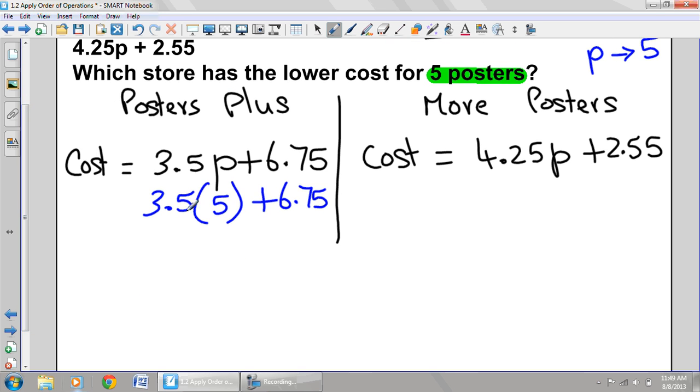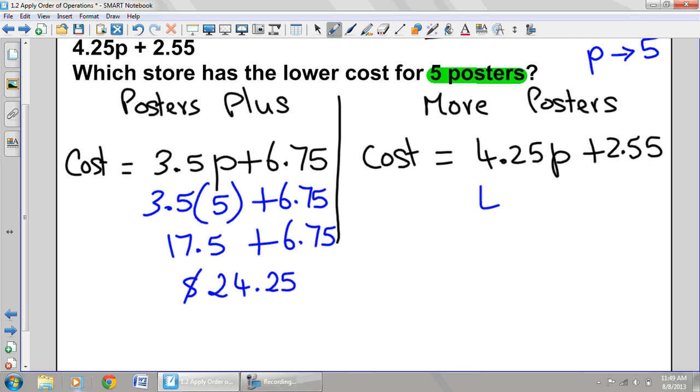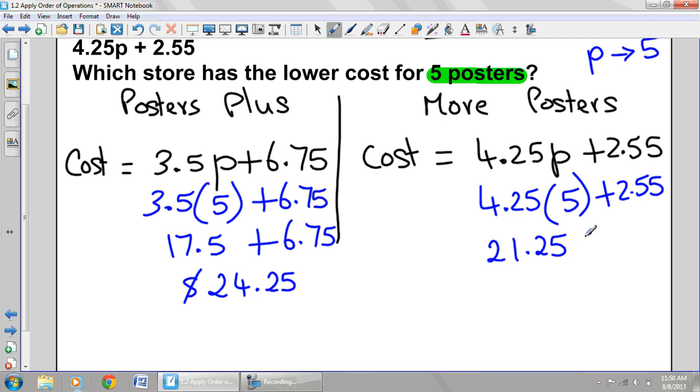And 3.5 times 5, keep that in mind. You are multiplying before you are adding or subtracting. That gives me 17.5 plus 6.75. Last step, add them together and you will get $24.25. Now let's go to the second store, 4.25. And what happens if I buy 5 posters from the second store? 4.25 times 5 is going to give me $21.25. Pause the video, use your calculator, substitute the numbers and check it for yourself.